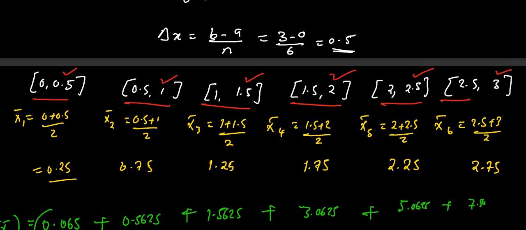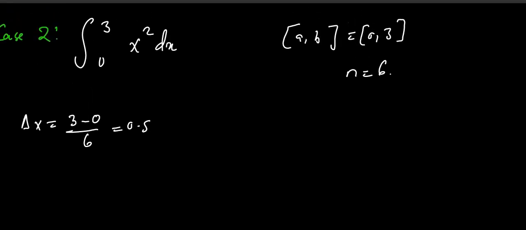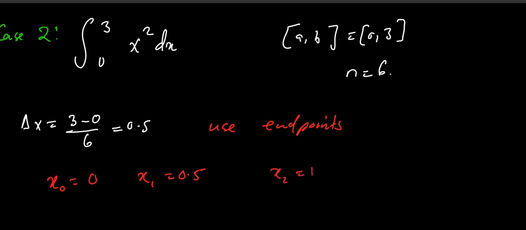So let's stick to endpoints. The endpoints would have been, the first one would give you 0. The second one would give you 0.5. This is like the starting point. Then the other one will give you 1, and so on and so forth. The last one, the 6th point, will give you a 3. That's where we're ending.